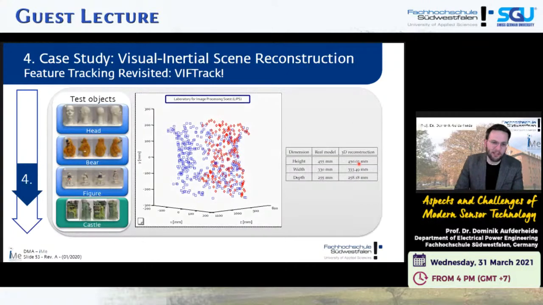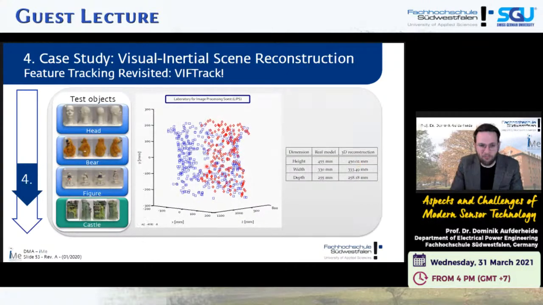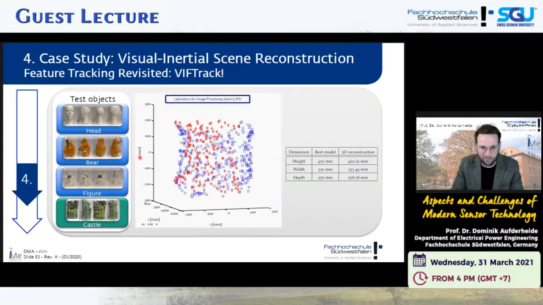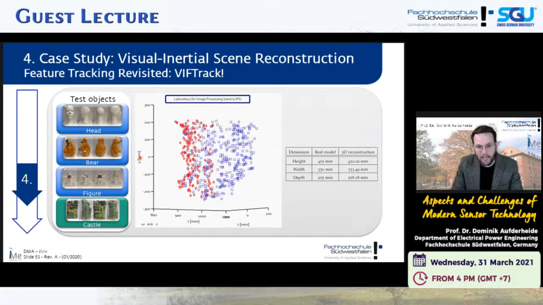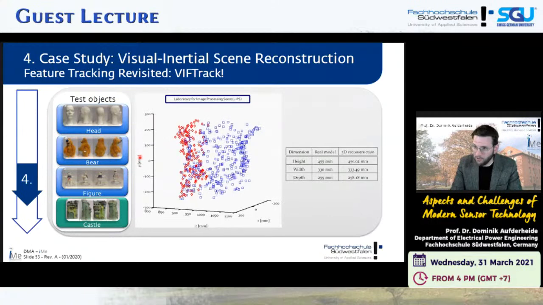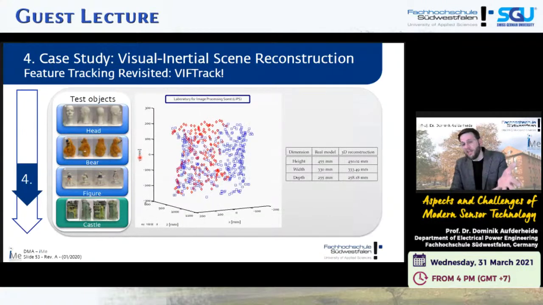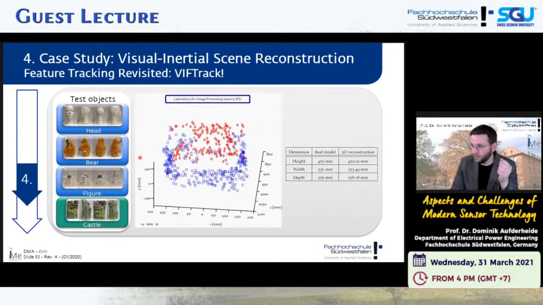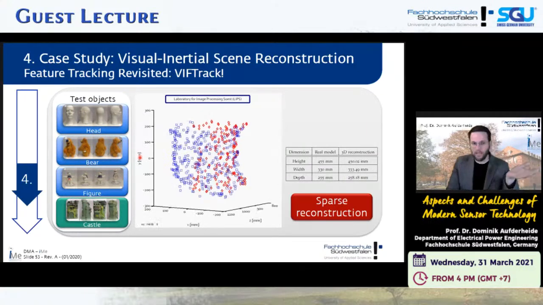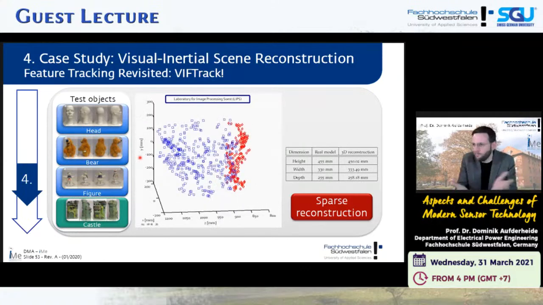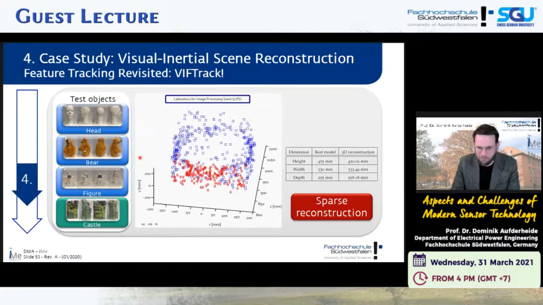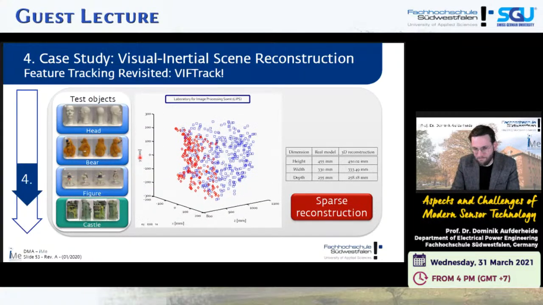And these are some results. For example, this is the 3D model we created from a test object. We have different test objects and we followed these approaches. And there's one problem with this image representation, as you can see. Of course, we have a 3D representation of the object. The problem is it is quite a sparse reconstruction because it depends on the number of feature points we can actually track. So it's not, let's say, 100% nice, so to say.